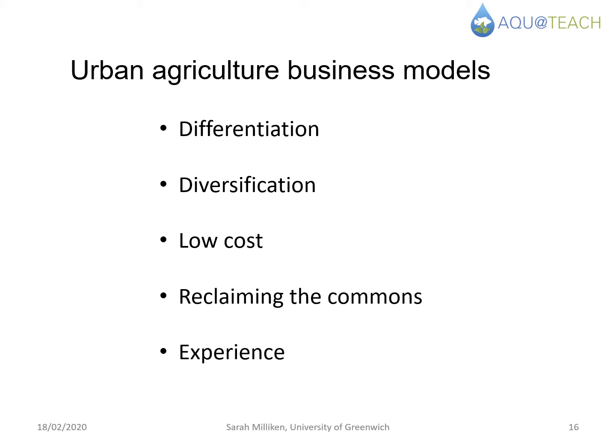There are 5 main types: differentiation, diversification, low cost, reclaiming the commons, and experience. From a business management perspective, urban farming is atypical. In business management, it is a golden rule that a company's strategy should be based on one clear-cut revenue model. For urban farming, however, a mixture of business models may be a good foundation for survival.